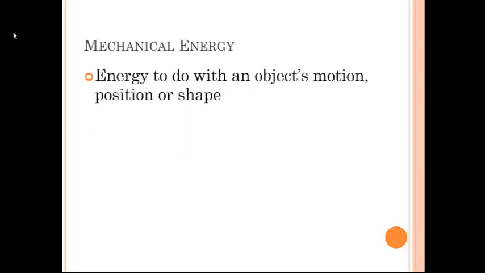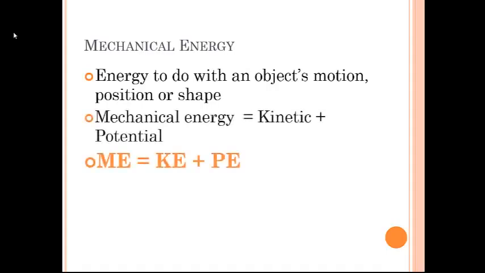So mechanical energy is the energy that has to do with an object's motion, position, or shape. So mechanical energy is actually the total, or the sum, of an object's kinetic energy plus its potential energy. So we shorten this by saying that mechanical energy, ME, equals KE plus PE.